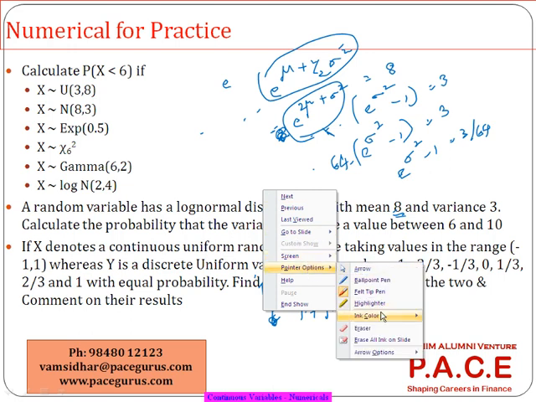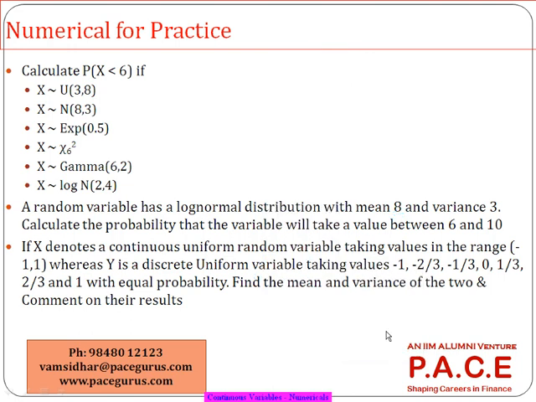So you have to clearly see whether he has given mu and sigma squared, or he has given the mean and the variance of the log normal distribution. If he has given the mean and variance of the log normal, you have to actually compute mu and sigma squared from that. Then use it in your normal distribution. That process you should not miss out.